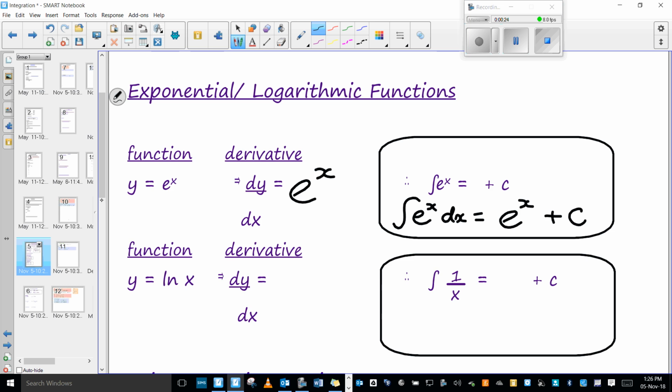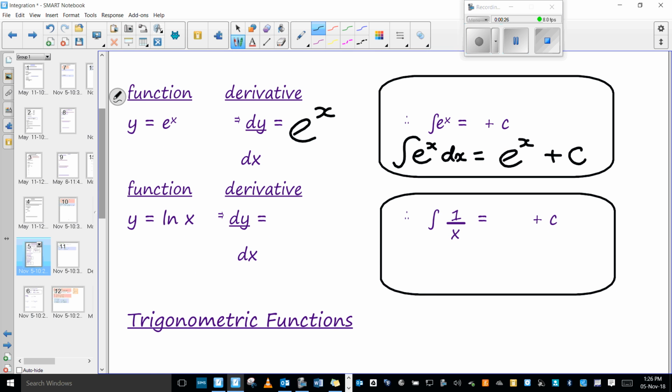ln x. What's the derivative of ln x? Again, if you've still got your booklets out, you should be able to see it. 1 over x. So therefore, the integral of 1 over x would be ln x plus c.